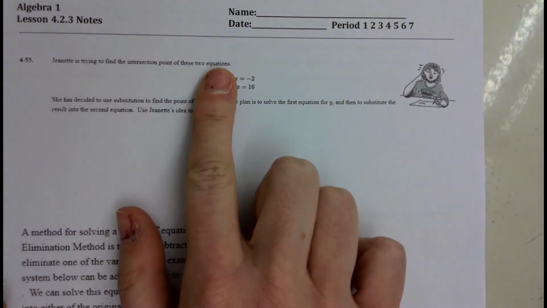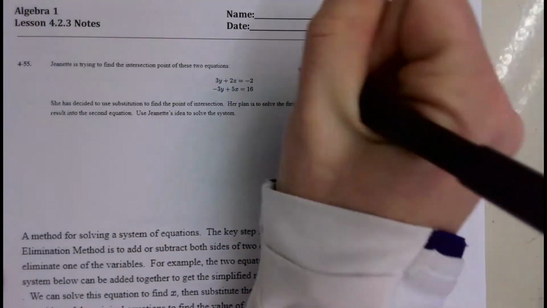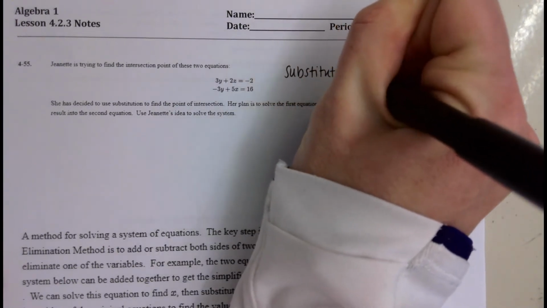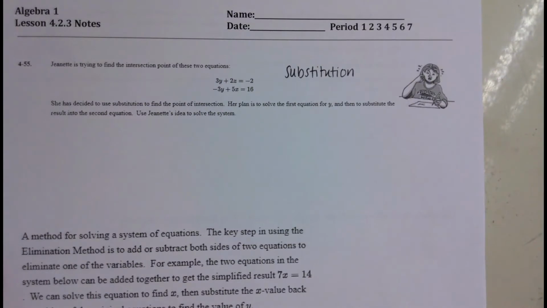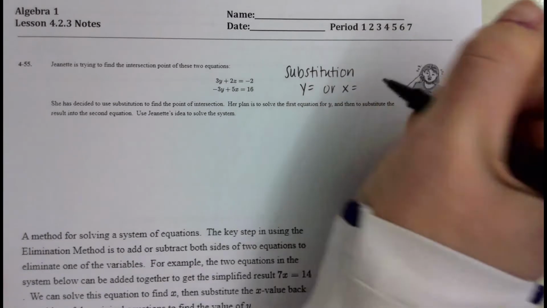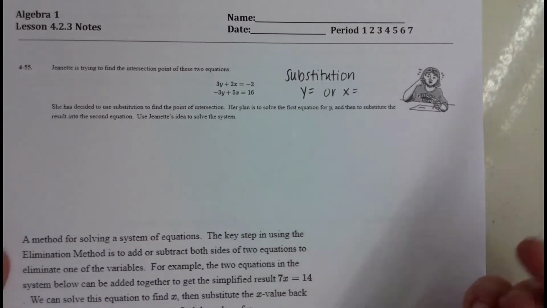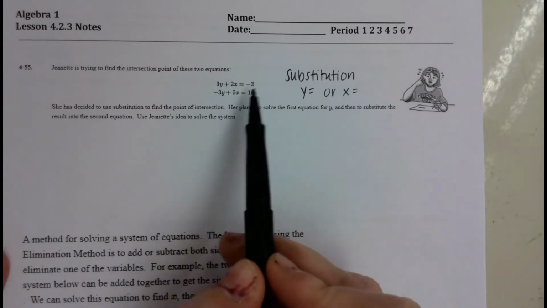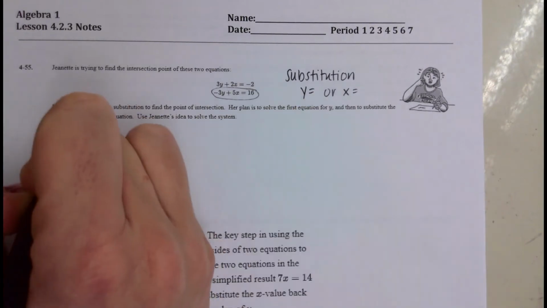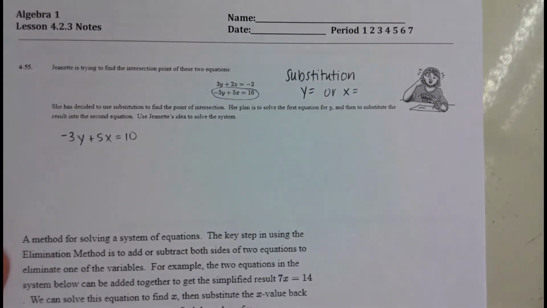Currently the only way that we know how to do this is by using something called substitution. But in order for you to use substitution, it had to say y equals or x equals, or you could have them both say y equals or x equals. But we can solve this and make it say x equals. So let's take this second equation right here, negative 3y plus 5x equals 10, and let's solve it for x.